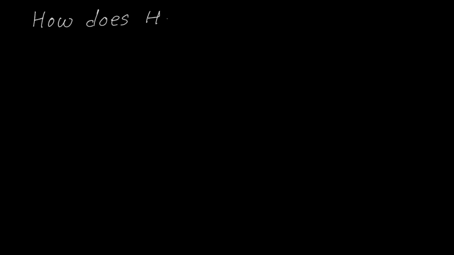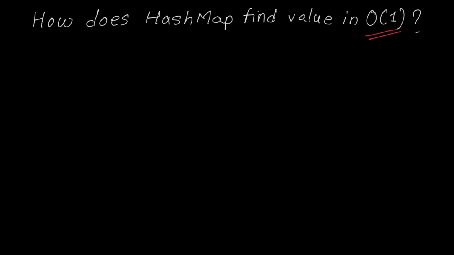Here is a question that gets asked in almost every interview. How does HashMap find a value in constant time, O(1)? Not O(log n), not O(n), O(1), no matter how many entries you have inside.